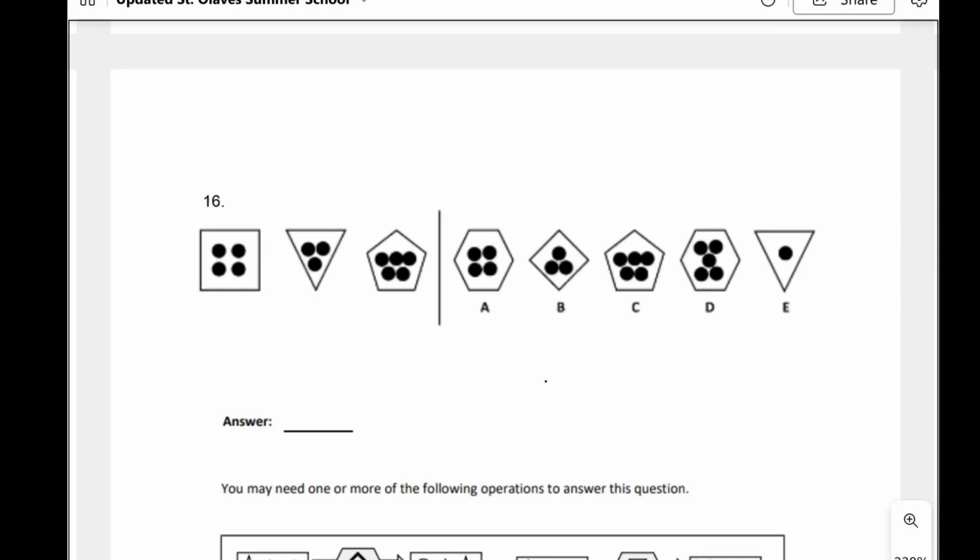For 16, we can see pretty much straight away, I can see 4 for a 4-sided shape, 3 for a 3-sided shape, 5 for a 5-sided shape, 5 dots. So the only one that fits that pattern is C, which is 5 dots and 5 sides.